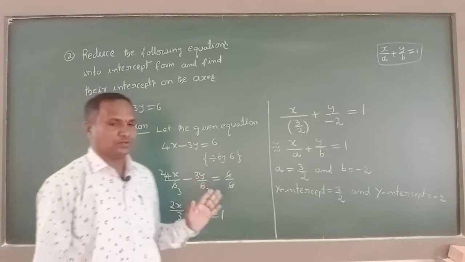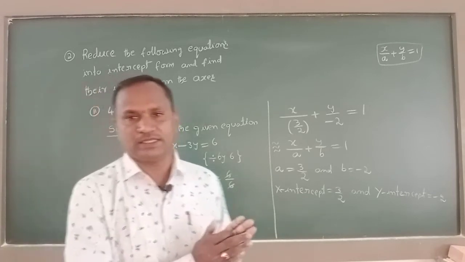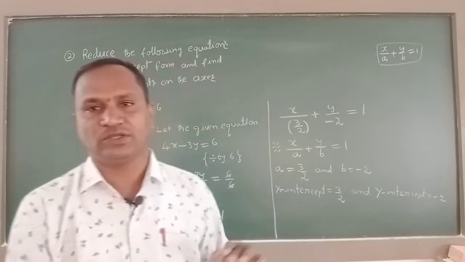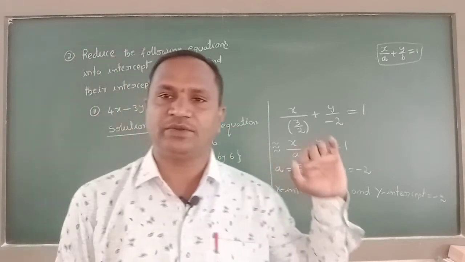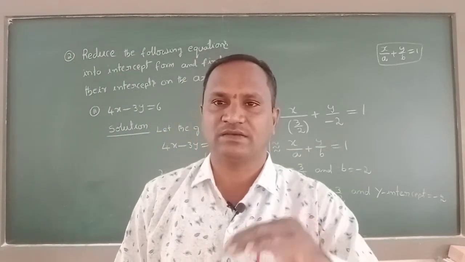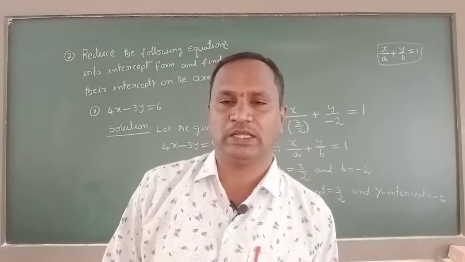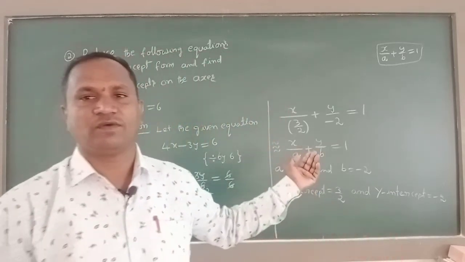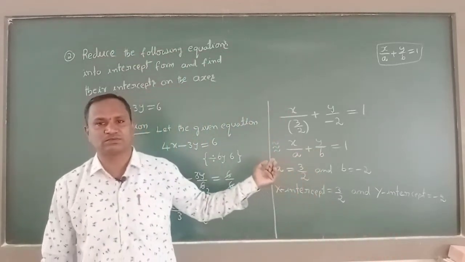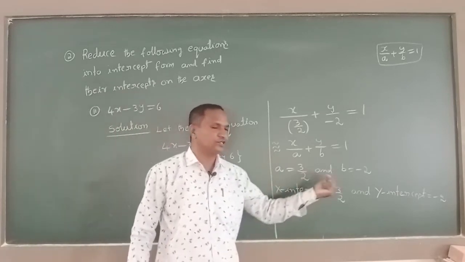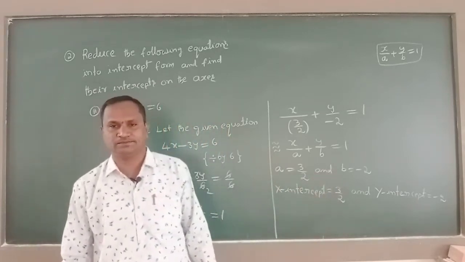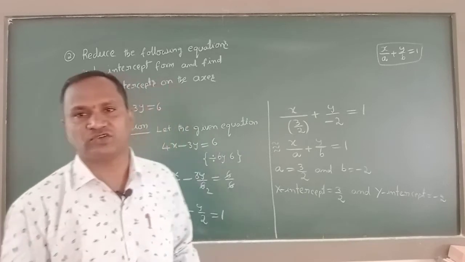Like that, we are finding the values of x-intercept and y-intercept. We converted that equation into the form x by a plus y by b is equal to 1. By converting that, finally we got the values of a and b as 3 by 2 and minus 2 respectively. Let us now solve another question.